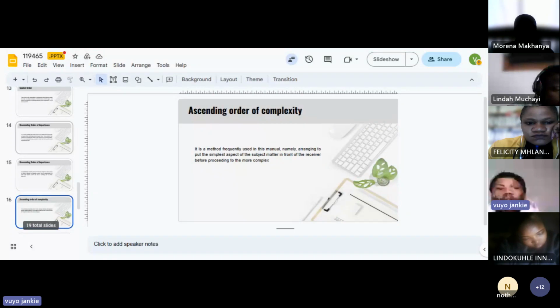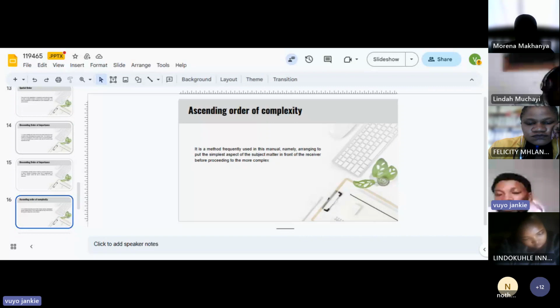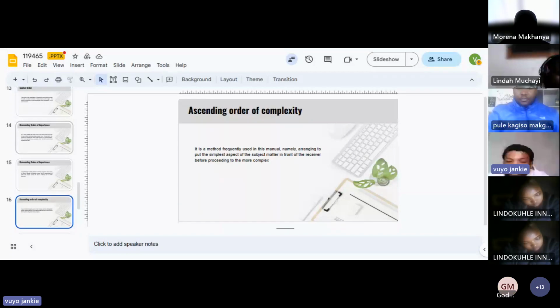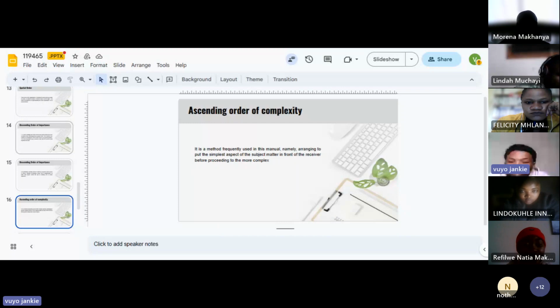The next slide is ascending order of complexity. It is a method frequently used in this manual, namely arranging to put the simplest aspect of the subject matter in front of the receiver before proceeding to the more complex.